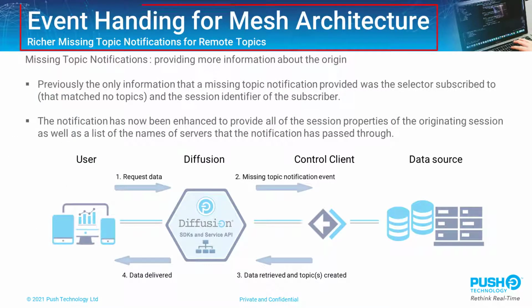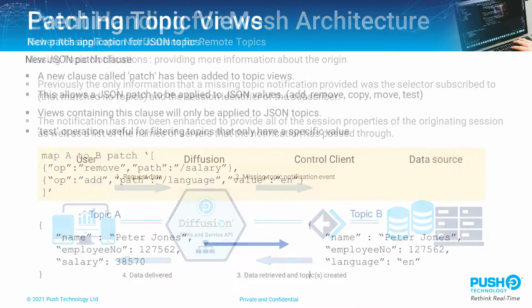Diffusion servers can be deployed in a mesh architecture distributed globally. In this release, servers provide a much richer notification of missing topics. Now, control clients can be informed of all session properties from the originating session, as well as all the names of the servers that the notification has passed through.